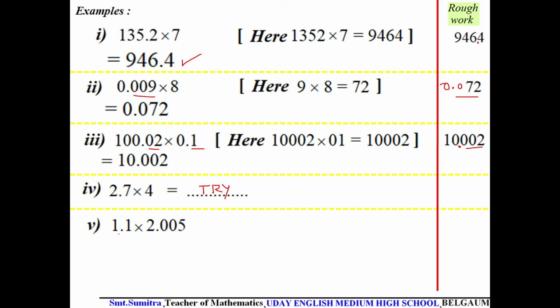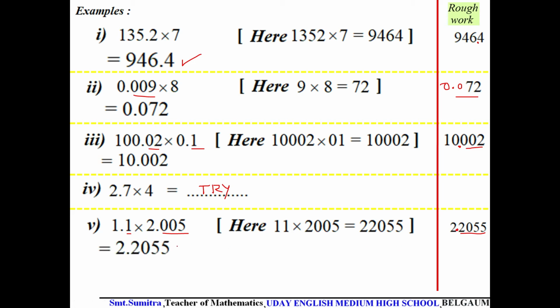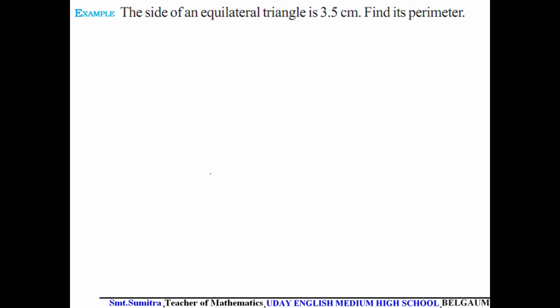I'll do one more. 1.1 into 2.005. Multiply 11 into 2005. It is 22,055. Here after decimal point 1 digit, after decimal point 3 digits, totally 4 digits are there. 1, 2, 3, 4. Here you put decimal point. 2.2055 is the answer. Please copy the examples.